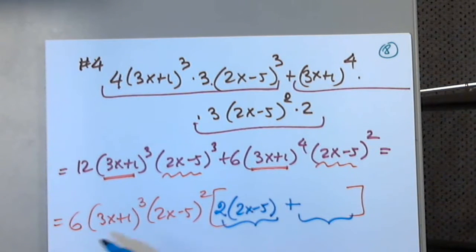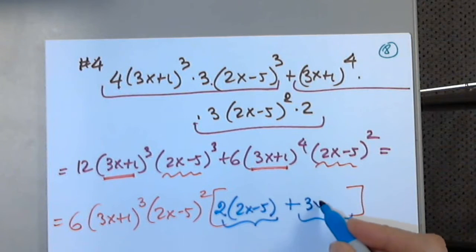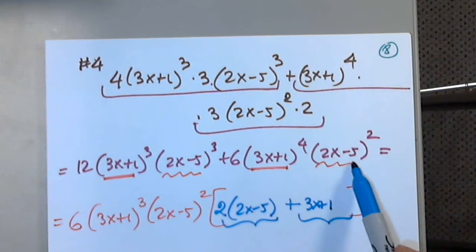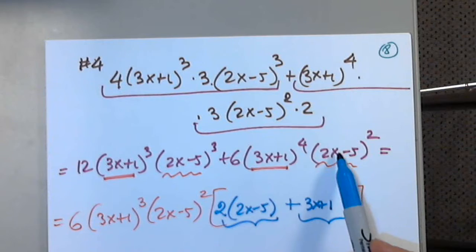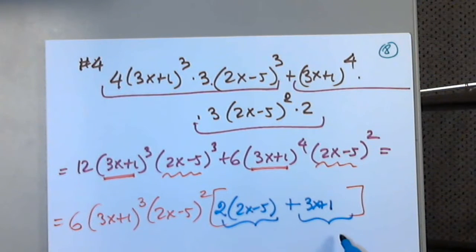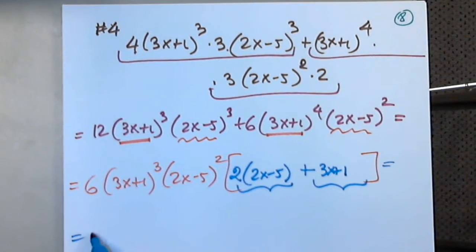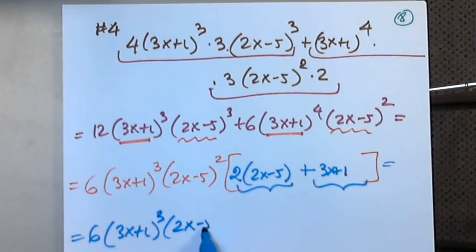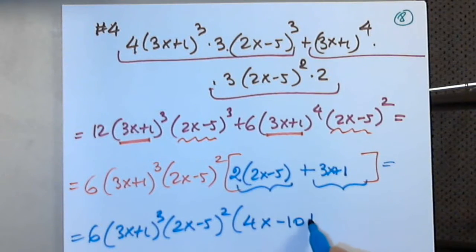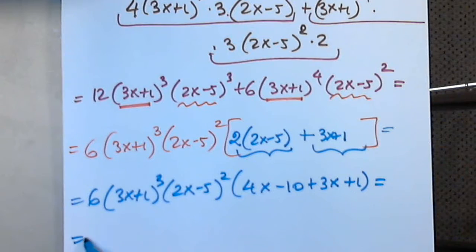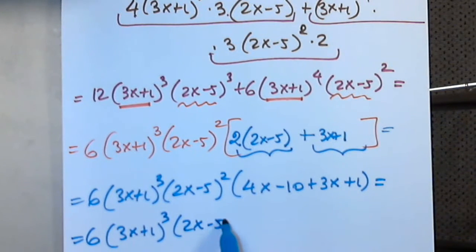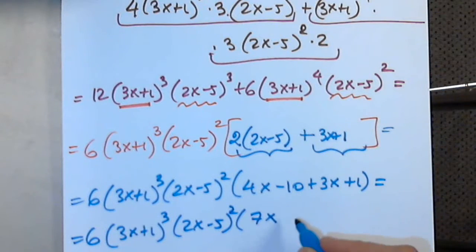So 6 is completely out. 3x plus 1 is in. And is there anything left from 2x minus 5? No. Now I have to combine like terms in here, and it's done. 6, 3x plus 1 cubed, 2x minus 5 squared, 4x minus 10 plus 3x plus 1. Combine like terms, and it's done. Yes. 7x minus 9.